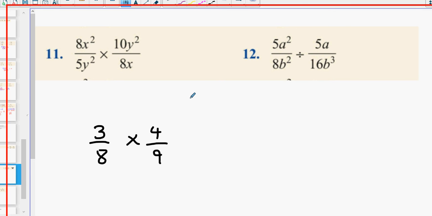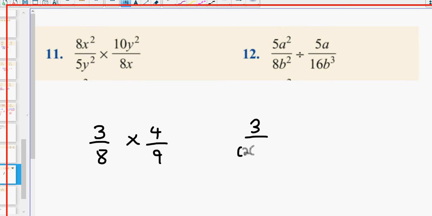3 times 1, no good. Just give me a second longer, Killian, alright? What can I break up 8 into? 4 times 2, couldn't I? If I wanted. Or I could break it up into 2 times 2 times 2. Would everybody be happy with 8 being broken up like this?